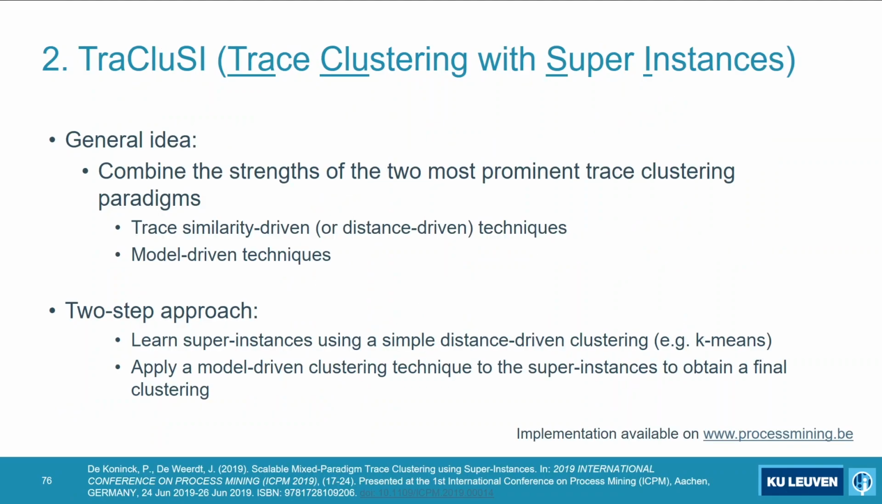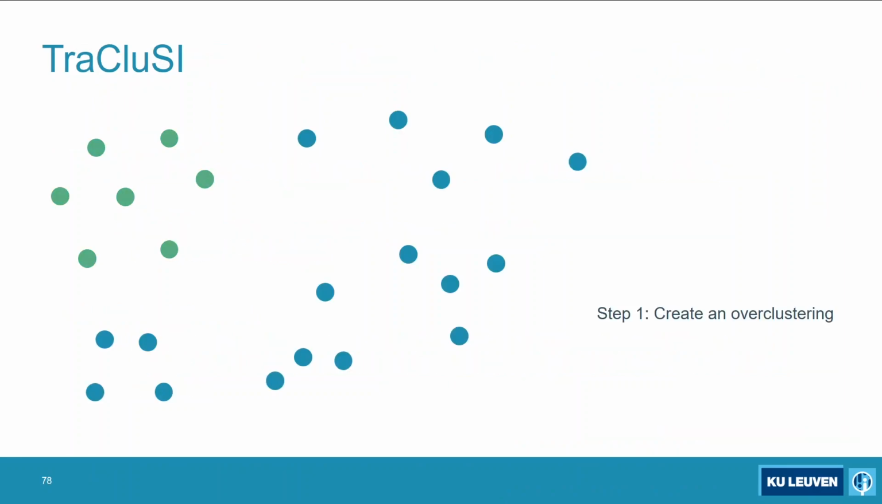We have improved this, or at least we have tried to make these approaches more scalable by looking into a hierarchical structure where you would first try to identify what we call super instances. So we create a clustering that is steered from a data-driven perspective, for instance, based on trace similarity techniques, and then apply model-driven techniques only on the super instances. So let me maybe show that to you.